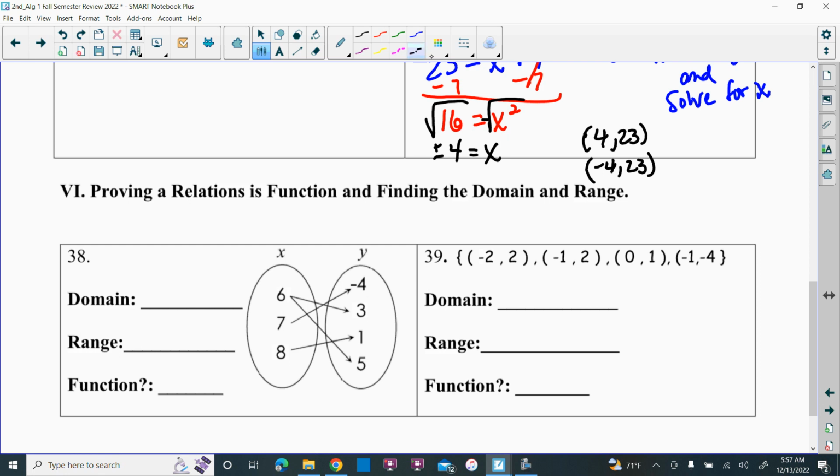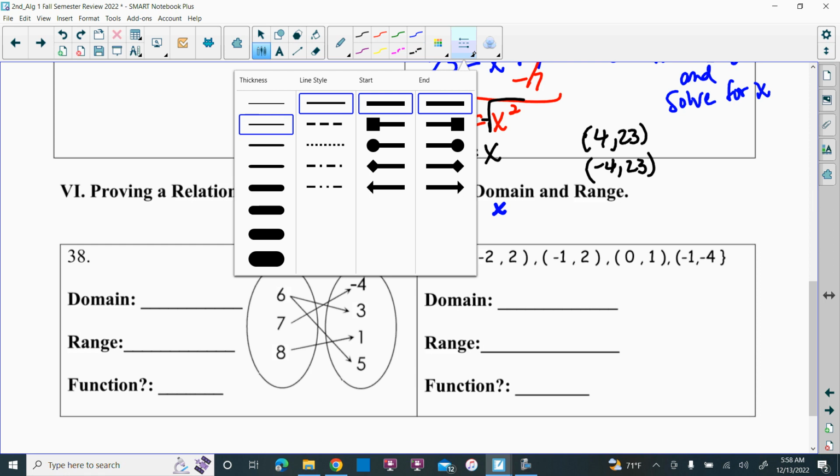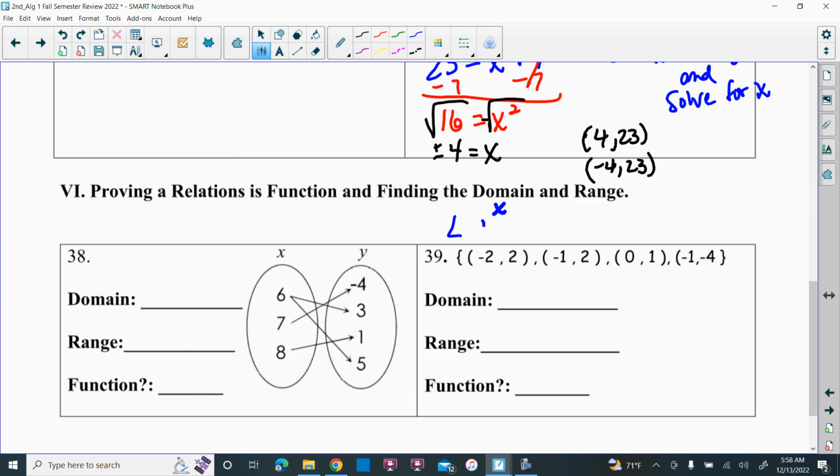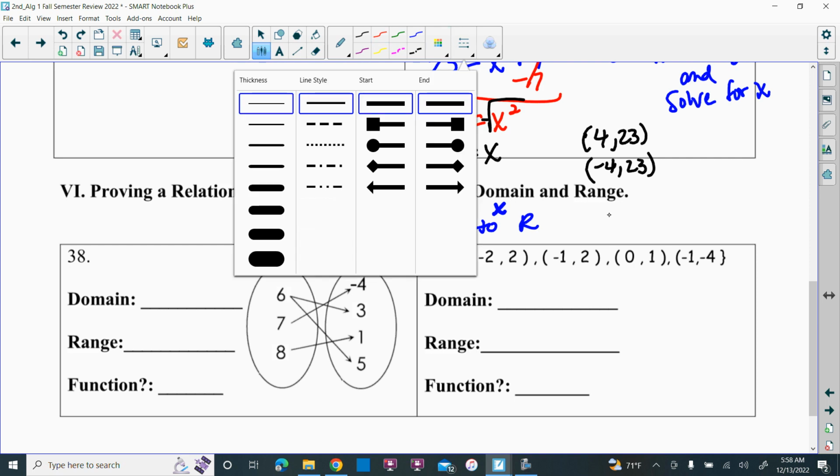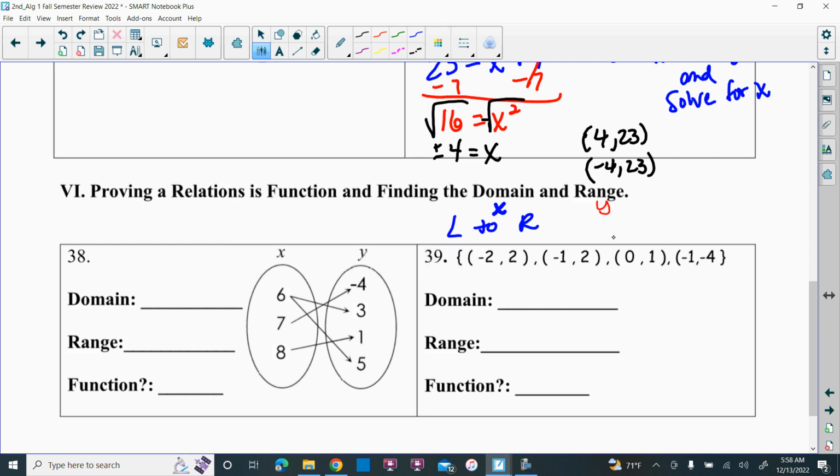What we have to remember on domain and range is domain is your x values, and when we read the domain on a graph, that means we're going left to right. I'm just going to write L to R. And then your range is your y values. When I'm reading the graph, I'm going from bottom to top of the graph.